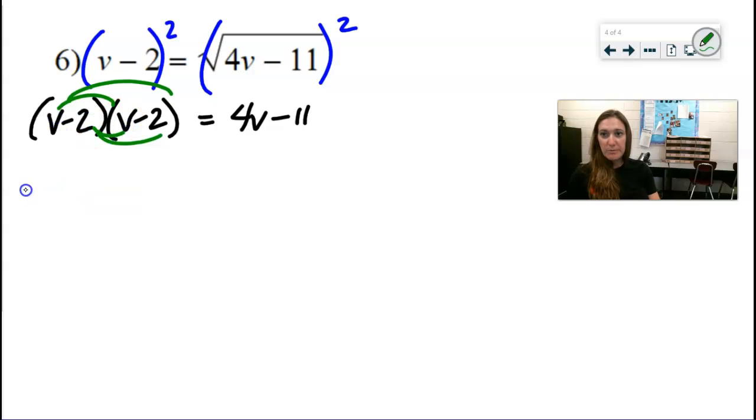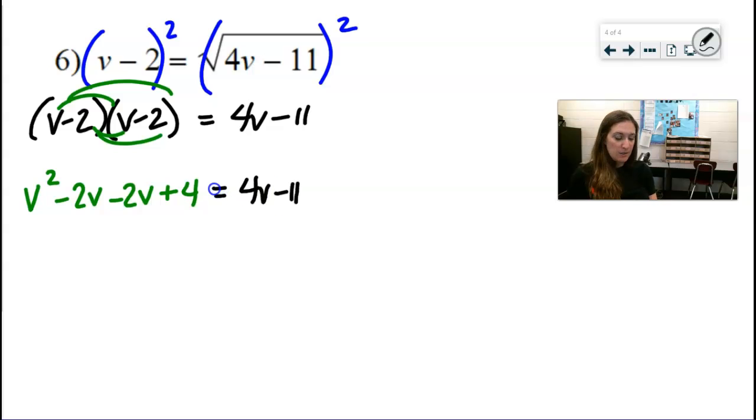We end up with v squared, and then minus 2v with another minus 2v. And then negative 2 times negative 2 is plus 4. So, ladies and gentlemen, once again, we have a quadratic.